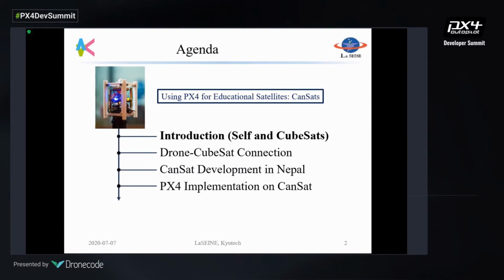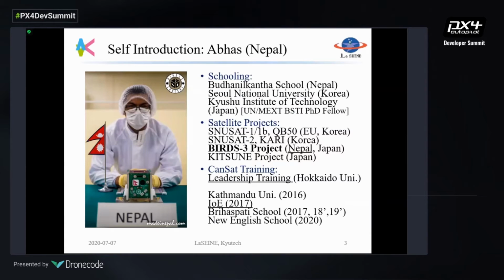I'll do a bit of introduction, and then we'll move on to the drone CubeSat connection, because I think I'll have to introduce what a CubeSat is. And then from CubeSat, you will understand what a CanSat is. And then I'll display what has been done in Nepal for CanSat, and then how PX4 has been implemented on it. All right.